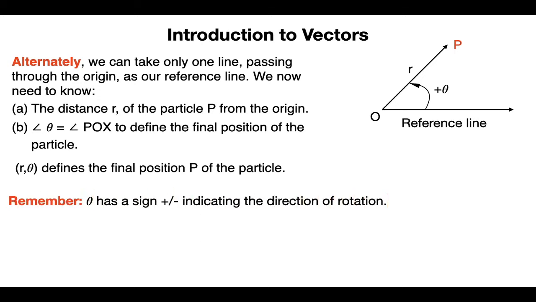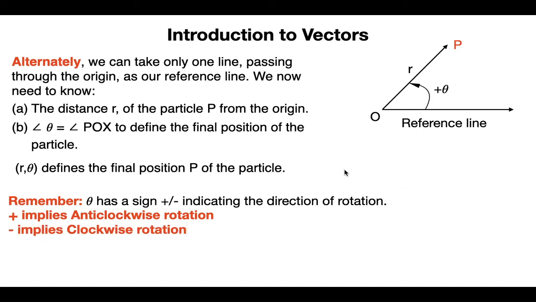Theta can be positive or negative, and it indicates the direction of rotation. Positive sign with the angle implies anti-clockwise rotation. You can see here, this is anti-clockwise rotation. Therefore, the angle is taken as positive. Negative sign with angle signifies clockwise rotation. Clockwise rotation from the reference line, negative angle.